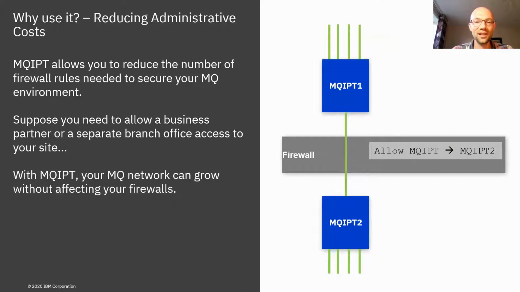So you're down to just allowing connections to or from MQIPT to go through the firewall. That makes your network administrator's job a little bit easier. It lets your MQ network grow without having to keep adding extra rules to your firewall to allow additional connections through.